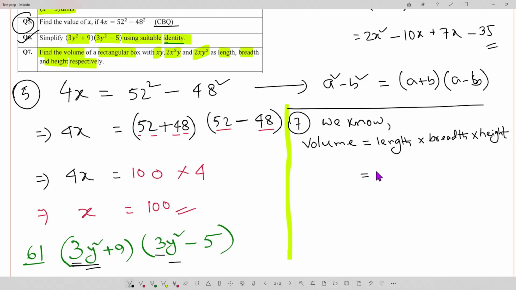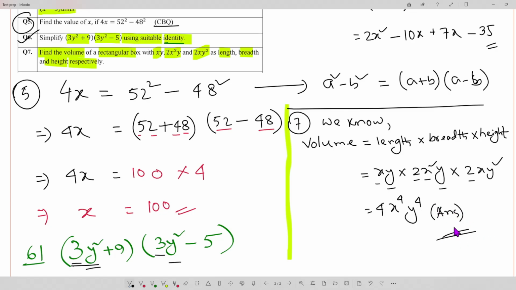So the length is xy, times breadth 2x square y, times height 2xy square. So this volume is 2 times 2 is 4, x square times x will be x to the power 4, y square times y square will be y to the power 4. This is our answer. Very simple.